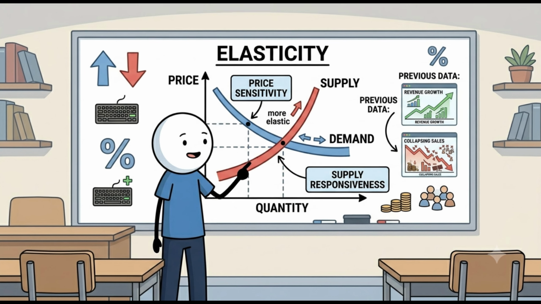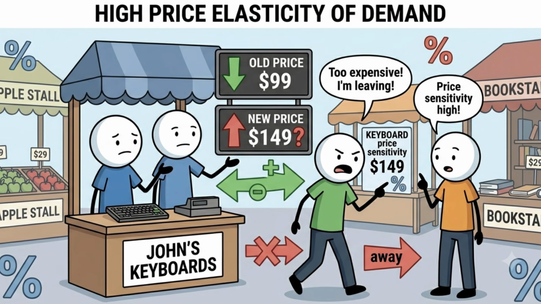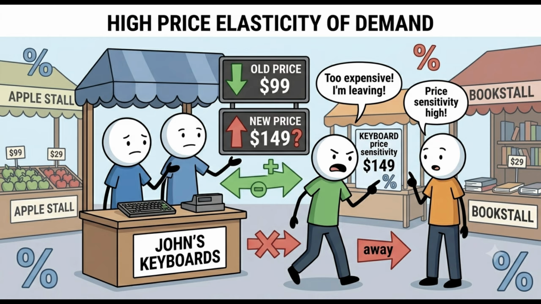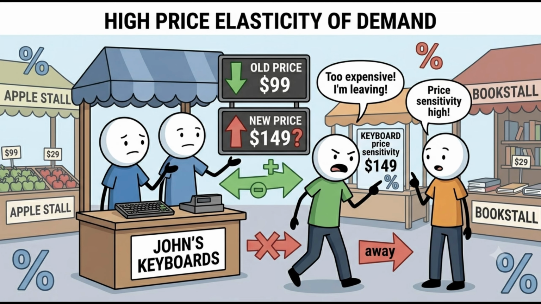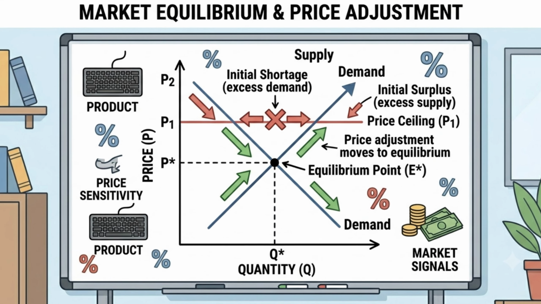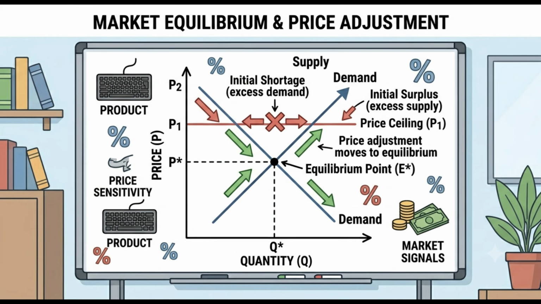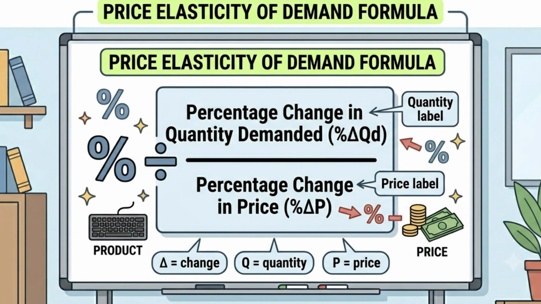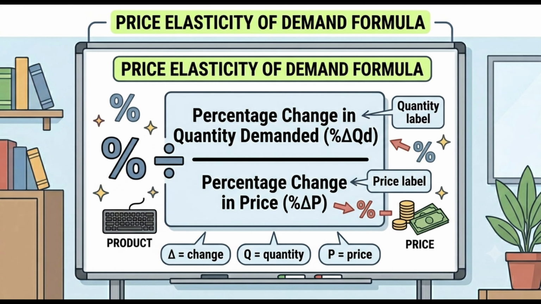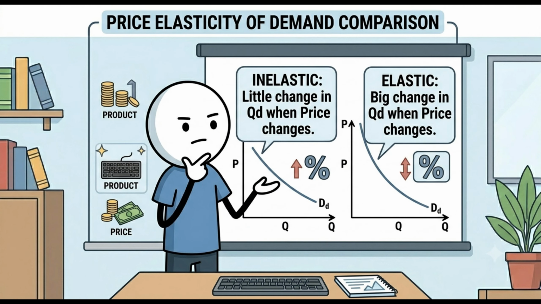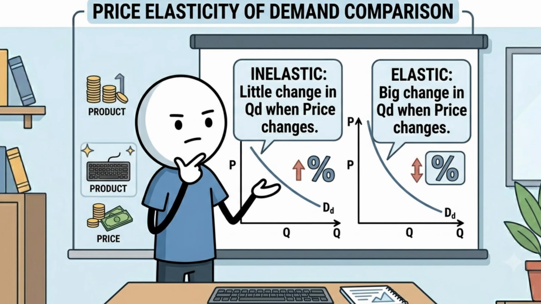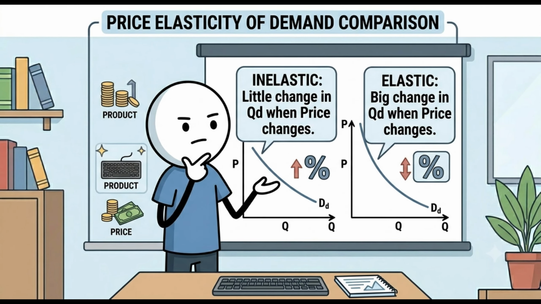If John raises the price of his custom keyboards by 10%, will he lose 2% of his customers or 60%? This difference is the difference between a successful business strategy and a total financial collapse. In this lesson, we dive into the concept of elasticity. According to Gregory Mankiw, elasticity is a measure of how much buyers and sellers respond to changes in market conditions. It allows us to analyze supply and demand with much greater precision by quantifying the responsiveness of the market.